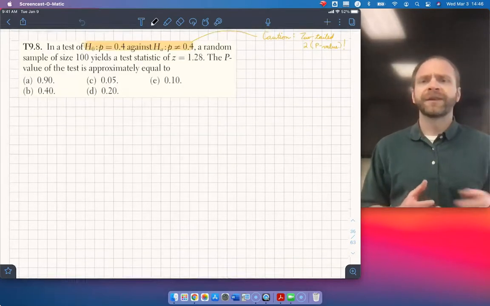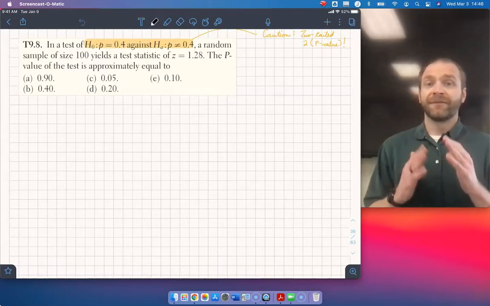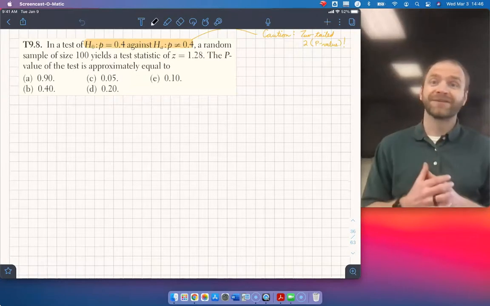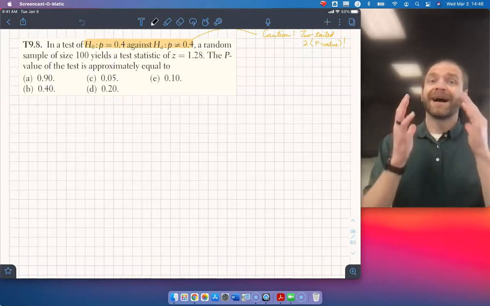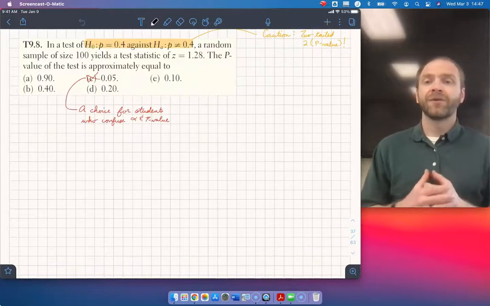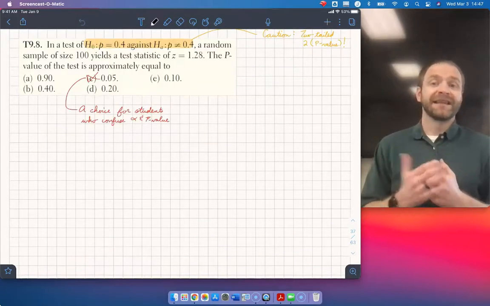Well, let's go through it. First off, I'm going to again remind you, it's two-tailed. Be aware it's two-tailed. Why does that help us? Because if it's two-tailed, remember, I have to double my p-value. That's going to cover both tails. So I would eliminate choice C.